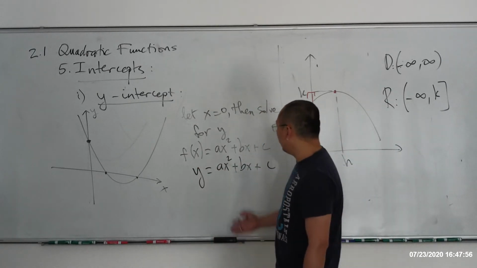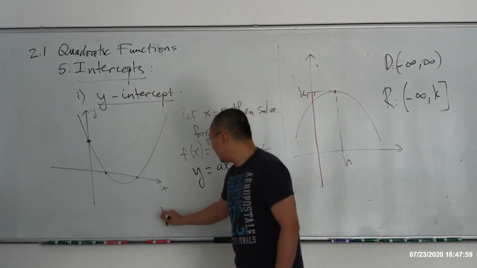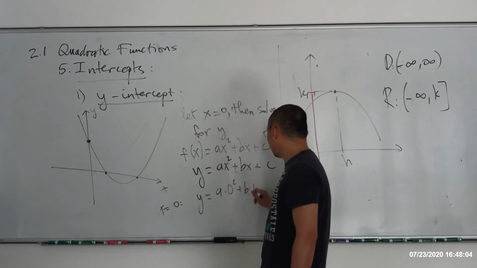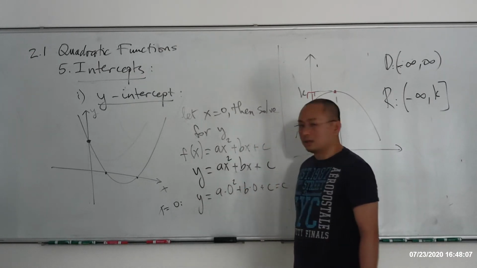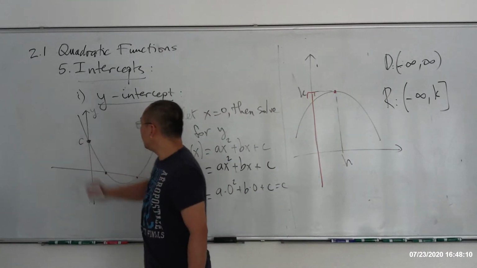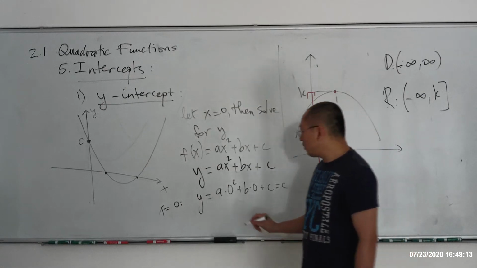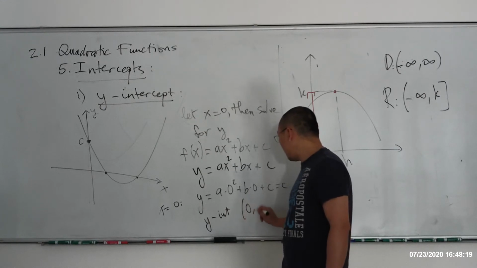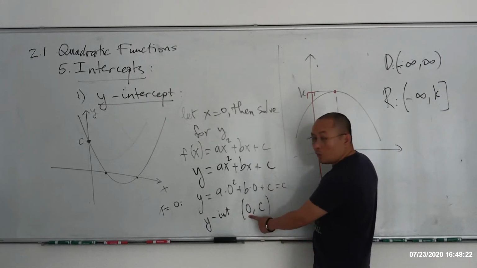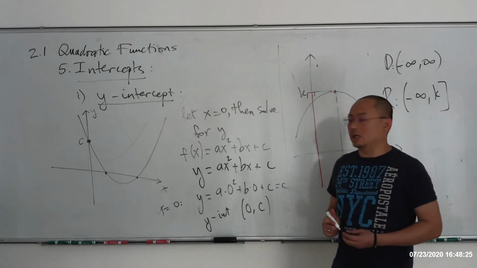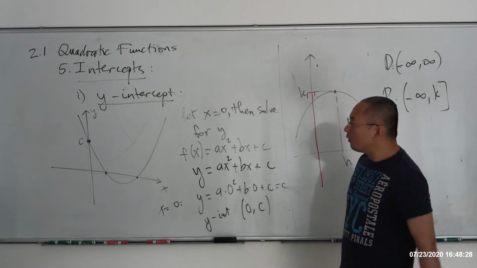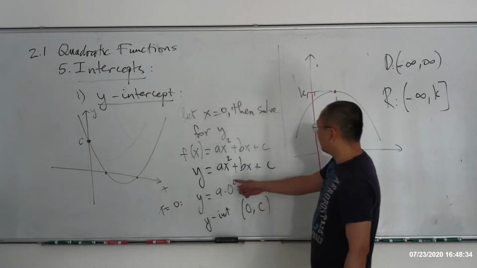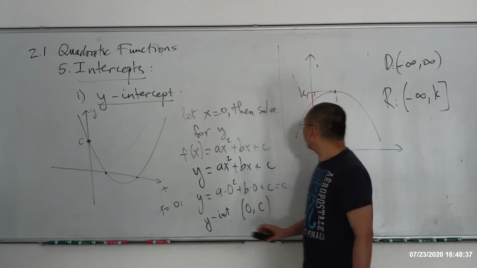And if you want to find the y-intercept, all you have to do is plug in x equal to 0. So let x equal to 0. What do you get? Y is a times 0 squared plus b times 0 plus c. Obviously, it's equal to c. So the point right here has a y-coordinate equal to c. So how do you write the intercept? The y-intercept is at (0, c). It means that the x-coordinate is equal to 0 and the y-coordinate is equal to c. All right? For a parabola, you are guaranteed to always have exactly one y-intercept, because you plug in x equals 0, and you can always find the value for y.